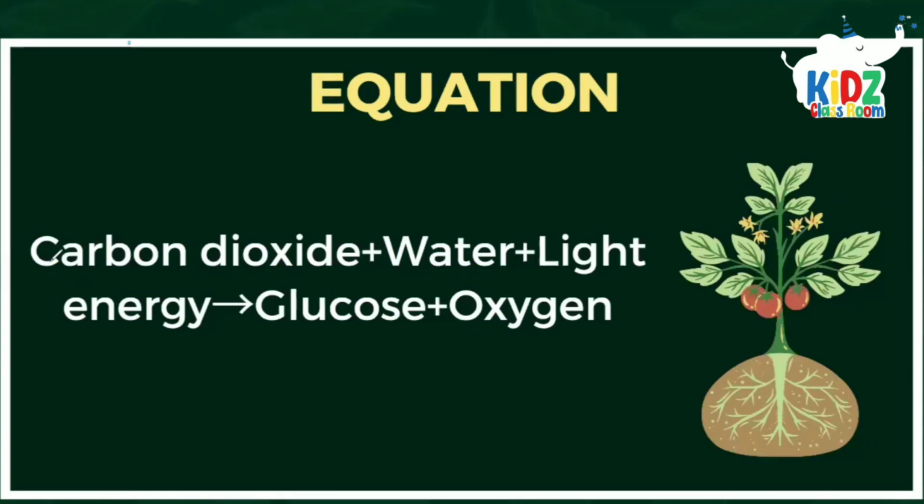So here is the simple way to remember this process. Carbon dioxide plus water plus light energy is glucose plus oxygen. So carbon dioxide and water with the help of light energy becomes glucose and oxygen. This equation shows us the inputs and outputs of photosynthesis. So let's write the inputs and outputs.